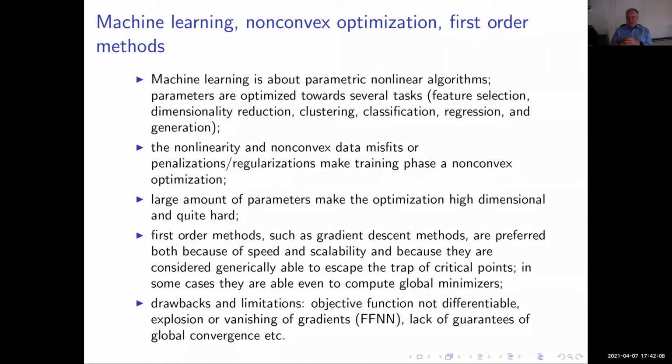And the second thing is that for certain kinds of tasks, like training of feed-forward neural networks, there are phenomena like the vanishing or the explosion of these gradients during the optimization phase that make the optimization fail. And in general, there is no guarantee that these kinds of methods perform global optimization, which is actually one of the interesting situations in several machine learning problems.